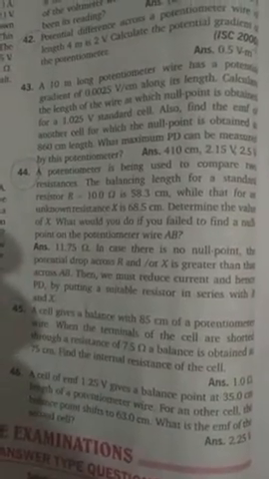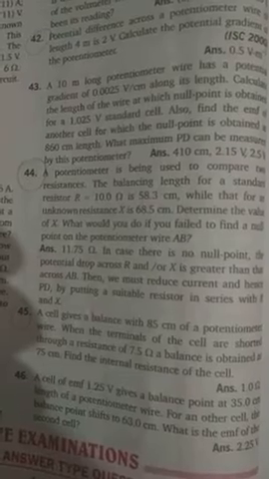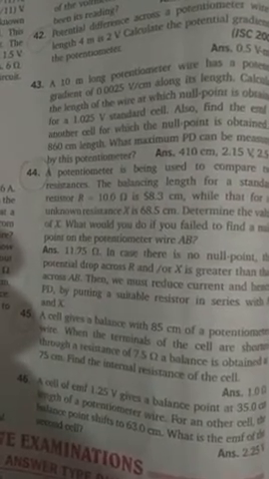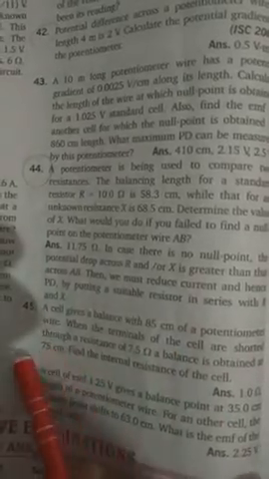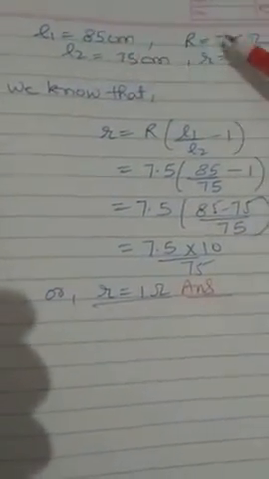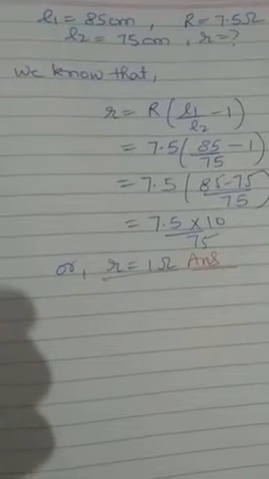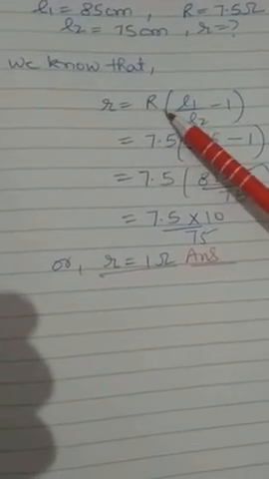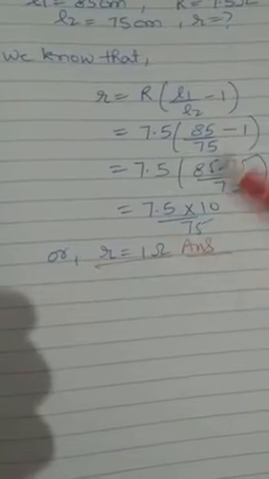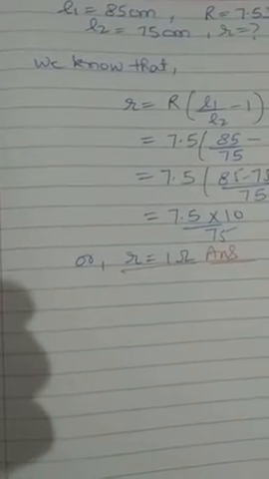We have discussed that a potentiometer is used to compare the EMF of two cells and to find the internal resistance. So in this case we will use the formula for internal resistance. L1 is given initially as 85 centimeter, R is given as 7.5 ohm, L2 is given as 75 centimeter, and r we have to find out. So small r is equal to capital R into L1 by L2 minus 1. Solving this you will get r equal to 1 ohm.